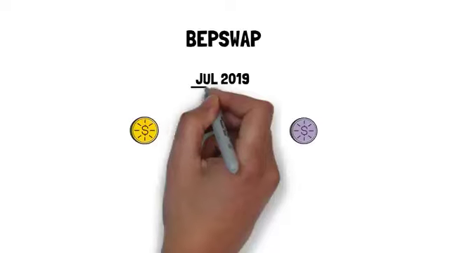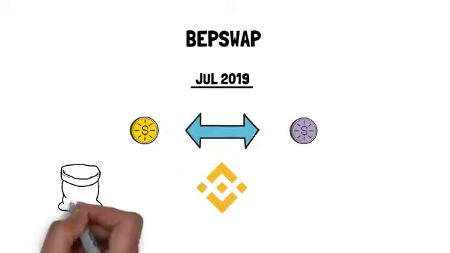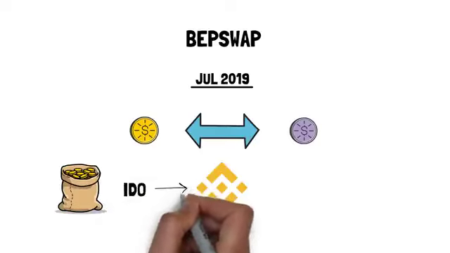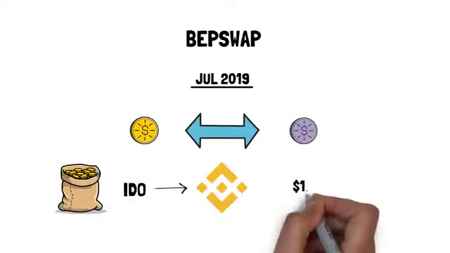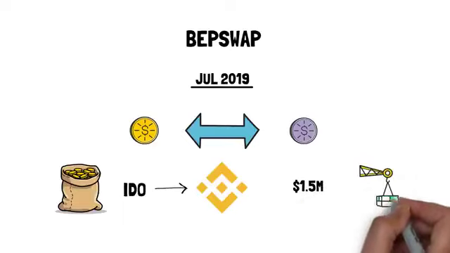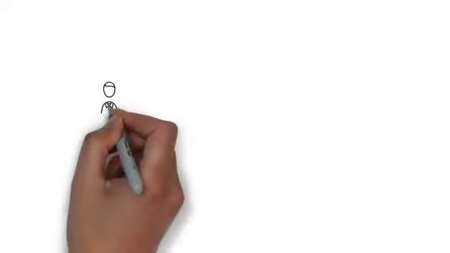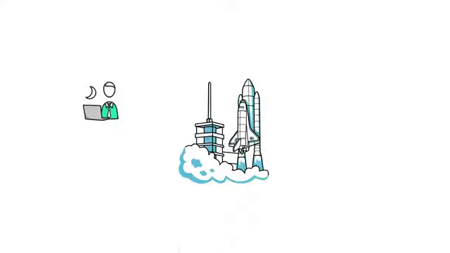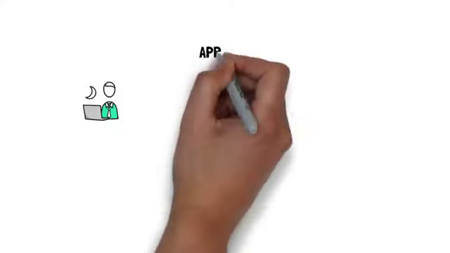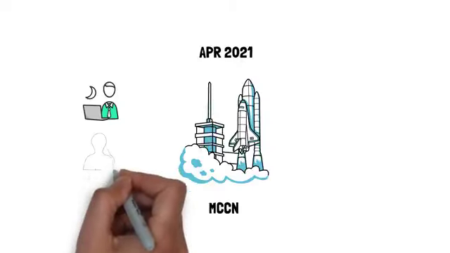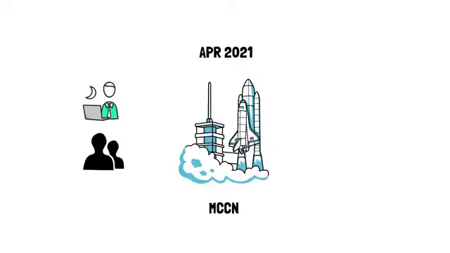Also in July 2019, the team decided to raise more funds through the initial DEX offering on Binance DEX. The IDO resulted in $1.5 million raised that was sufficient to enable further development of the project. The team continued the work on the protocol, which resulted in the limited mainnet release called Multi-Chain Chaos Network, or MCCN, in April 2021. Interestingly, the Thorchain team decided to remain mostly anonymous, even to this day.